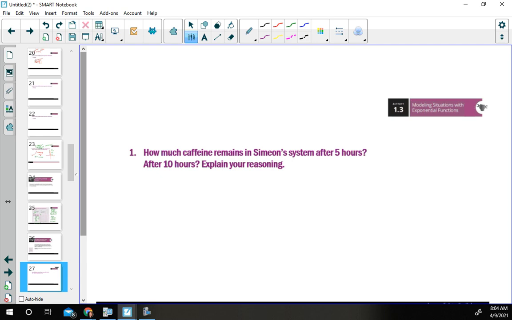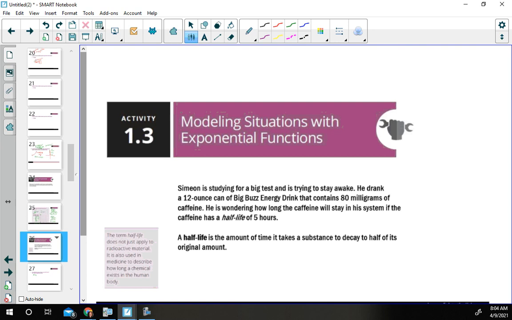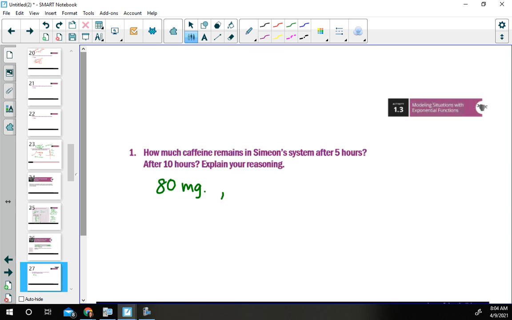So how much caffeine remains in Simon's system after 5 hours? After 10 hours? Explain your reasoning. What did we originally start with? 80 milligrams. Its half-life is 5 hours, so I cut it in half in 5 hours. In 5 hours, the amount should be 40 milligrams. Then after 10 hours, so another 5, I should be at 20 milligrams.